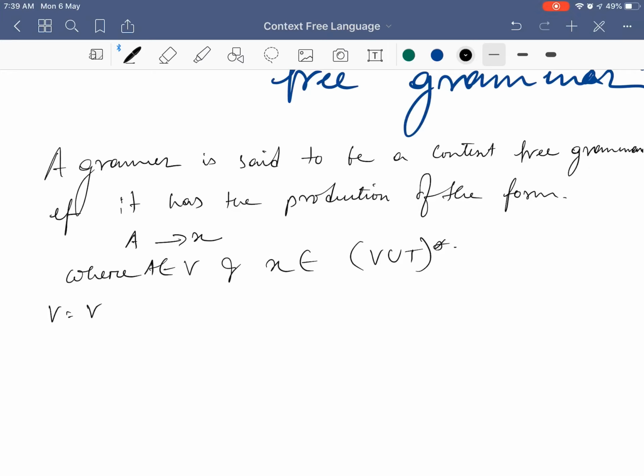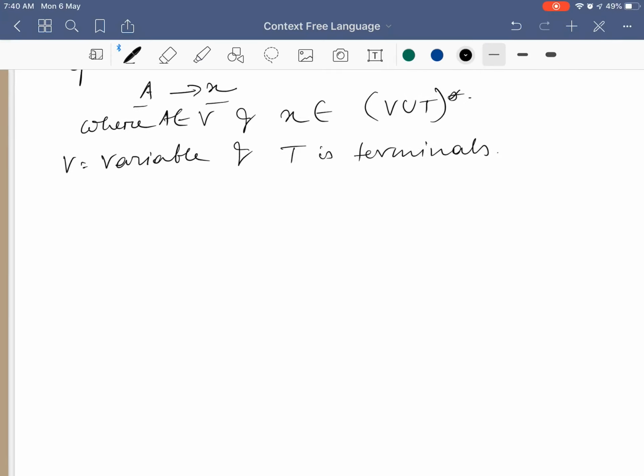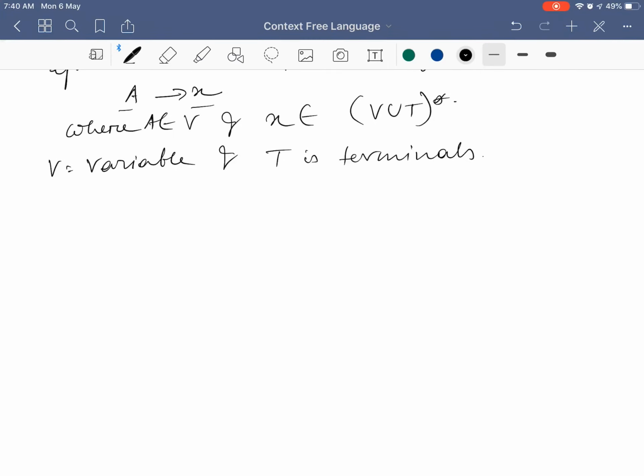Where V is the set of variables and T is the set of terminals. It is basically that the left hand side must consist of a variable and the right hand side is a combination of variables and terminal symbols, or it may be empty if lambda is present there. If the left hand side may consist of a sentential form also, then it is not a context free grammar. Now, let us see an example.